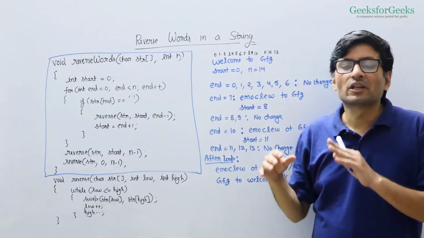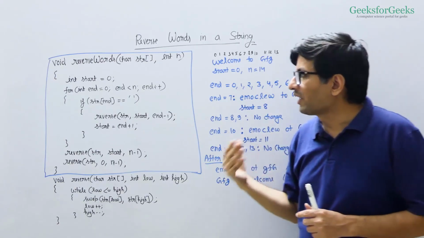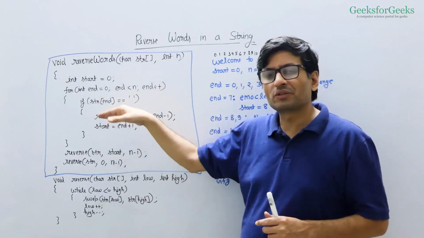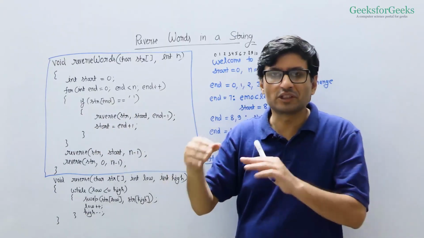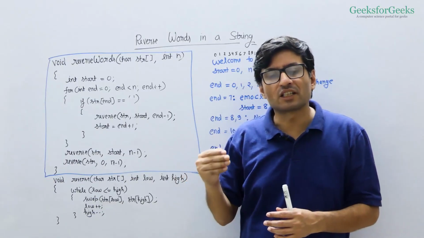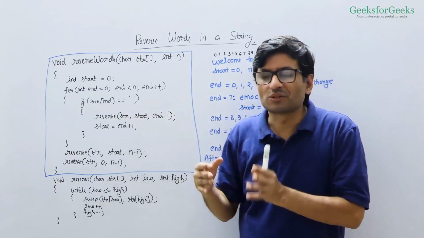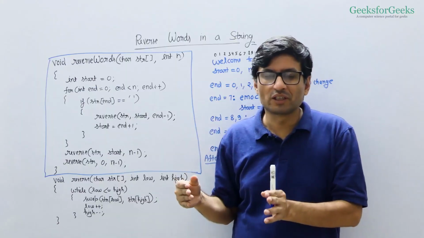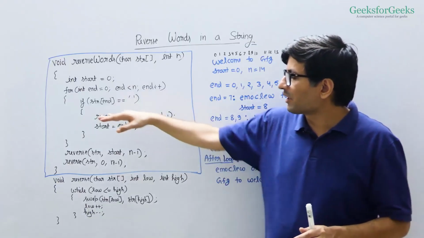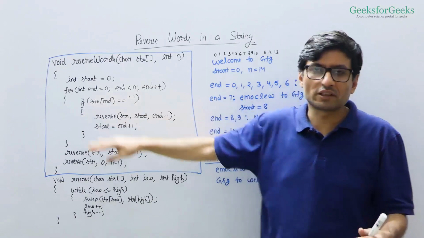I am assuming that all the words are separated by a single space. In this code, I am not handling the cases when you have multiple spaces between the words. In case you want to extend this code to handle multiple spaces, you can write a while loop instead of the if condition. When you see a space, you run a while loop inside it, and this while loop keeps on running while there are spaces, right?